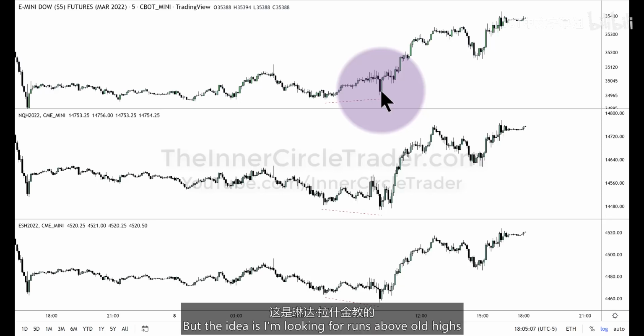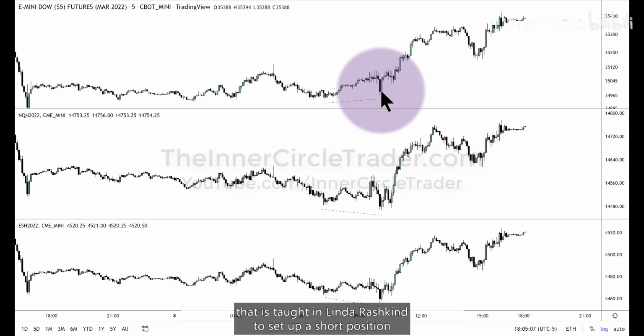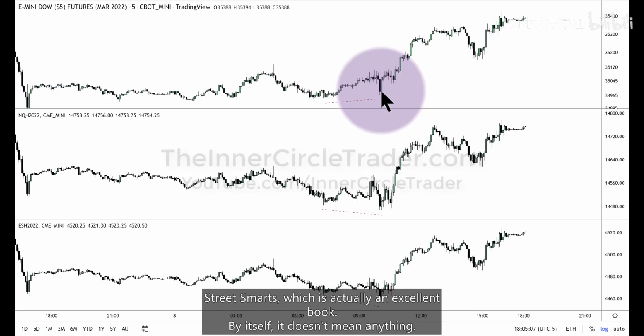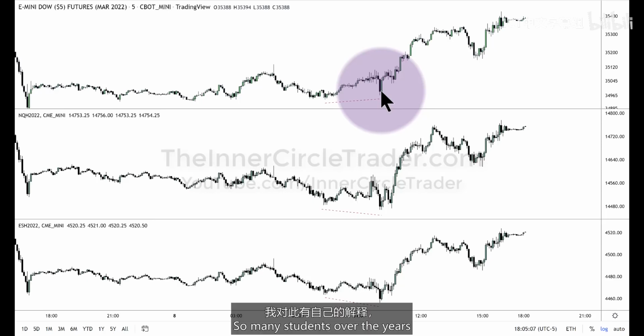But the idea is I'm looking for runs above old highs to set up a short position if I have the opposite of this condition here, where maybe the Dow didn't make a higher high, where the S&P and NASDAQ did make a higher high. By itself, it doesn't mean anything. So many students over the years have simply went in there and said, oh, this is magic. I'm going to go just do that.